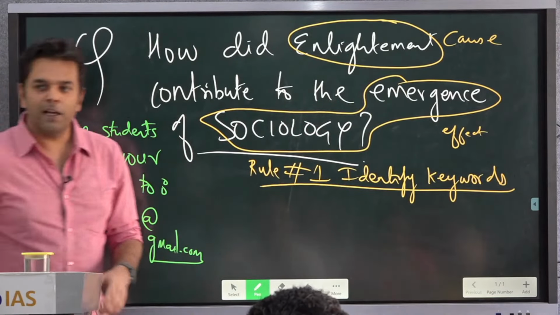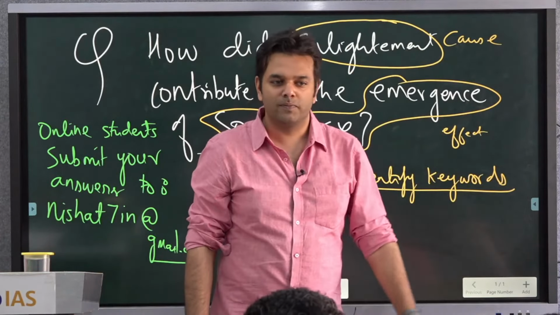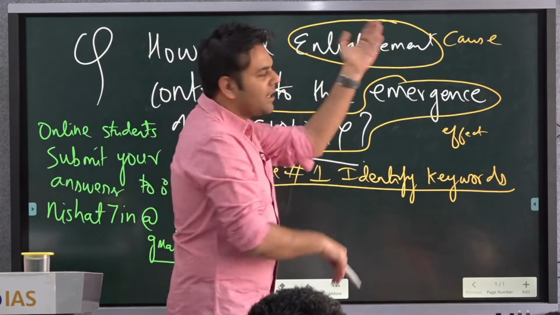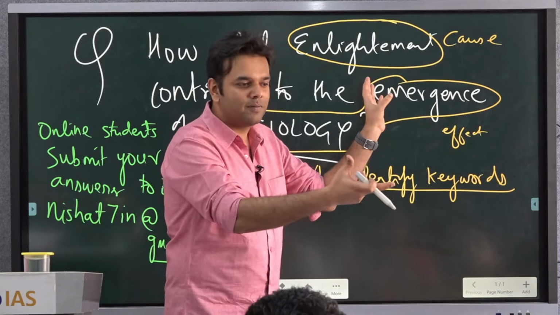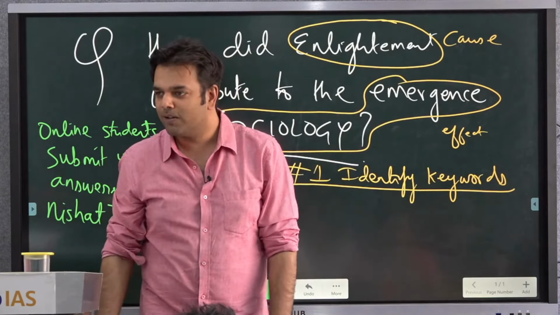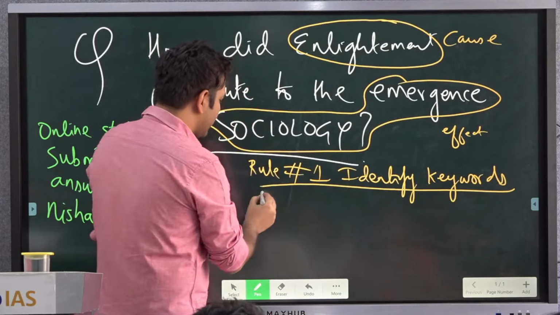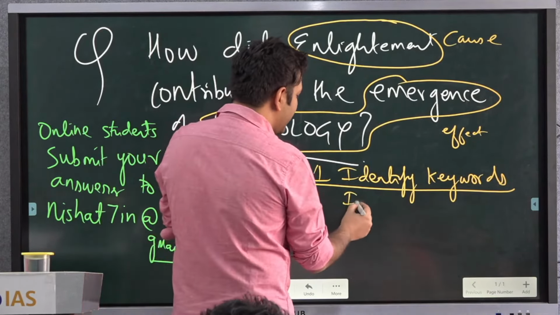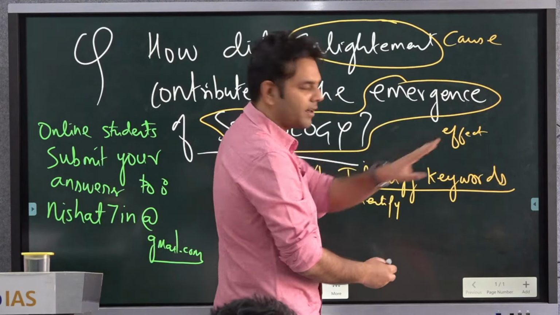If I know this is the cause, I should start right away with the cause. I should not explain what led to enlightenment. So I should not make enlightenment an effect. I should let it be cause only. Understood? This is rule number 1: identify keywords. Rule number 2: identify the relation between the keywords, which I just did. Cause effect.